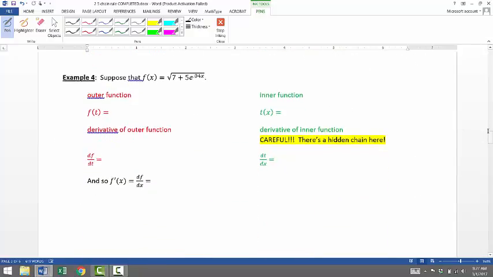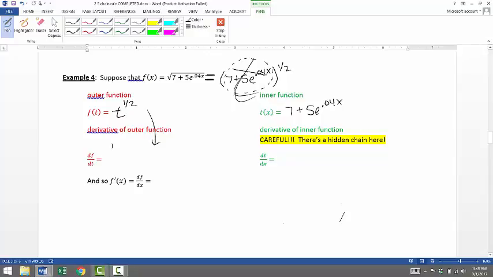In example 4, we have a function f of x equals the square root of (7 plus 5e to the 0.04x). Before we dive into finding the derivative, every time we have a square root or cube root, we definitely want to rewrite that expression for f of x. So the square root of that expression is really that expression raised to the 1/2 power. Now when I view this f of x function, I can clearly see there is an inner function, t of x equals 7 plus 5e to the 0.04x, and this outer function, t to the 1/2 power.